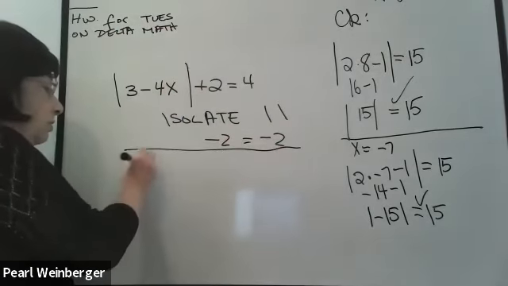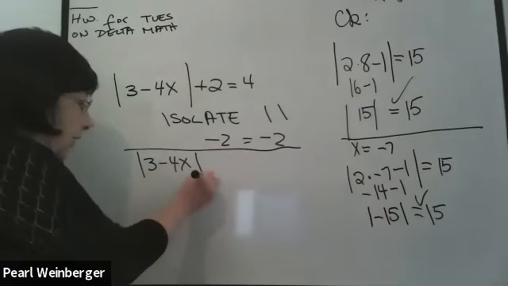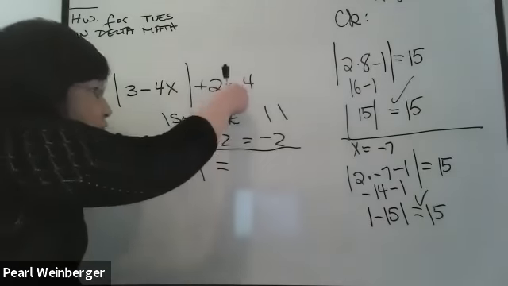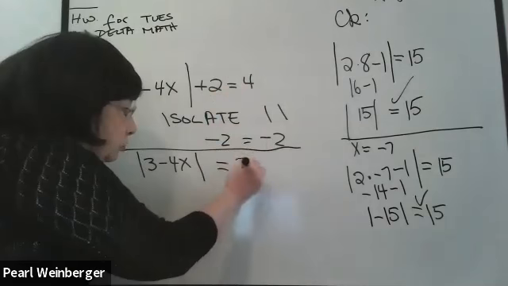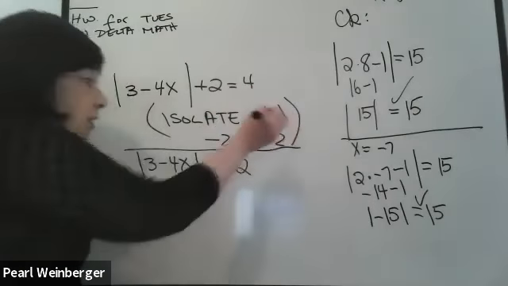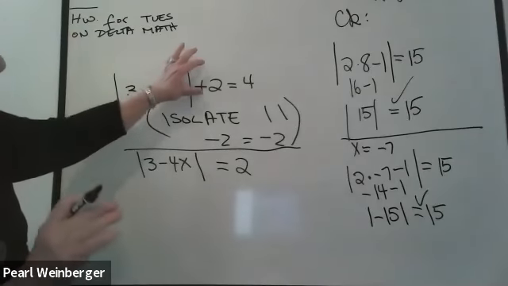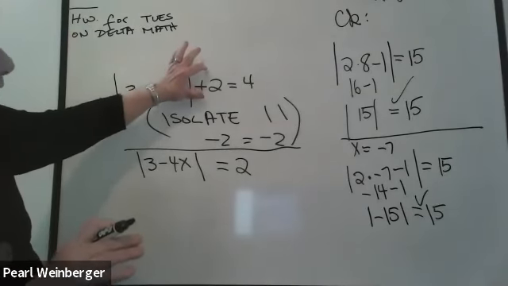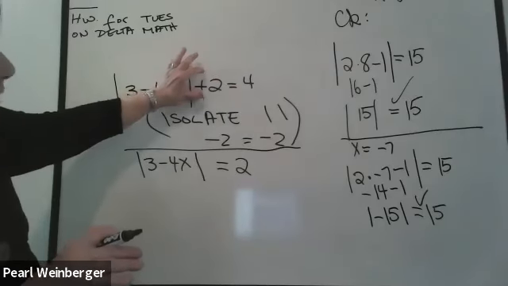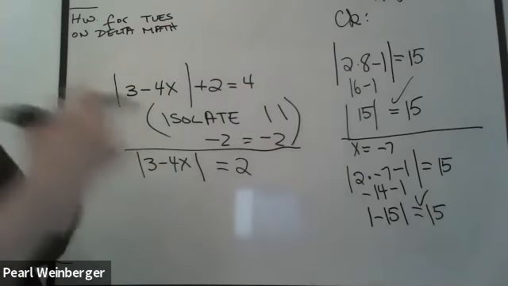In other words, this will give me the absolute value of 3 minus 4x equals 4 minus 2, which is just 2. Step number 1: isolate your absolute value. Get the absolute value by itself. If there's something outside it, if it's added, subtract it; if it's subtracted, add it. If there's a number in front of the absolute value, divide it.